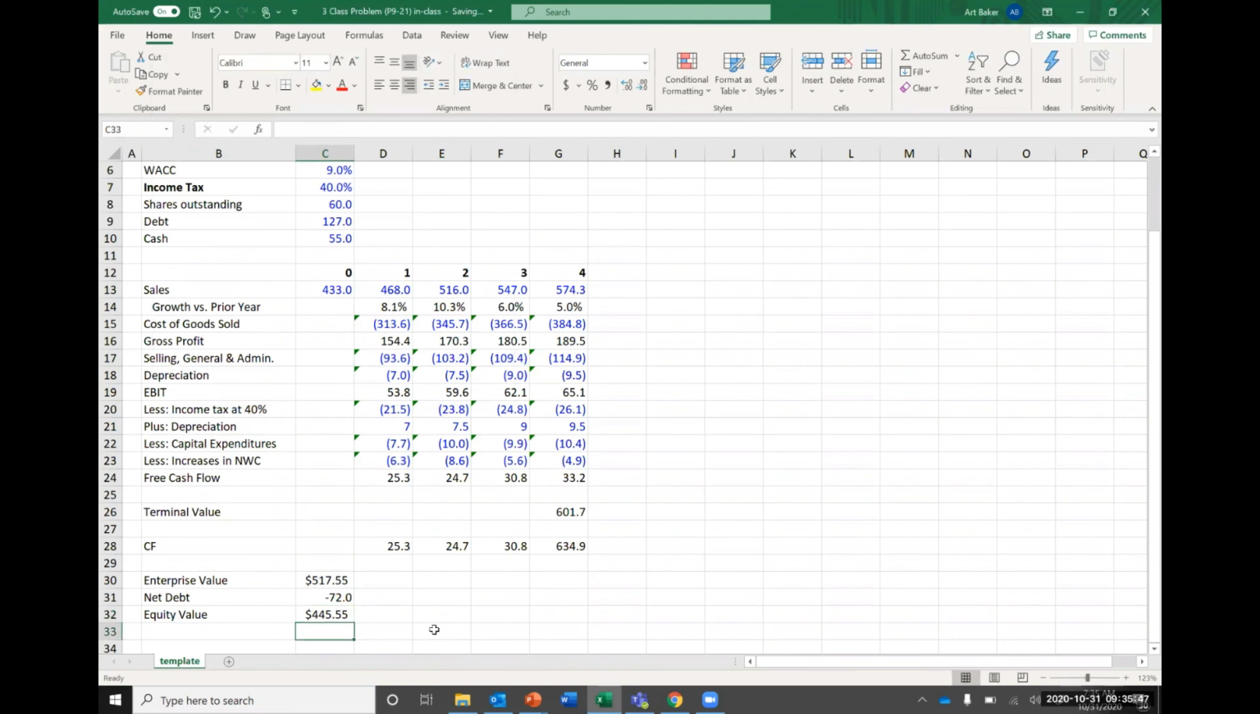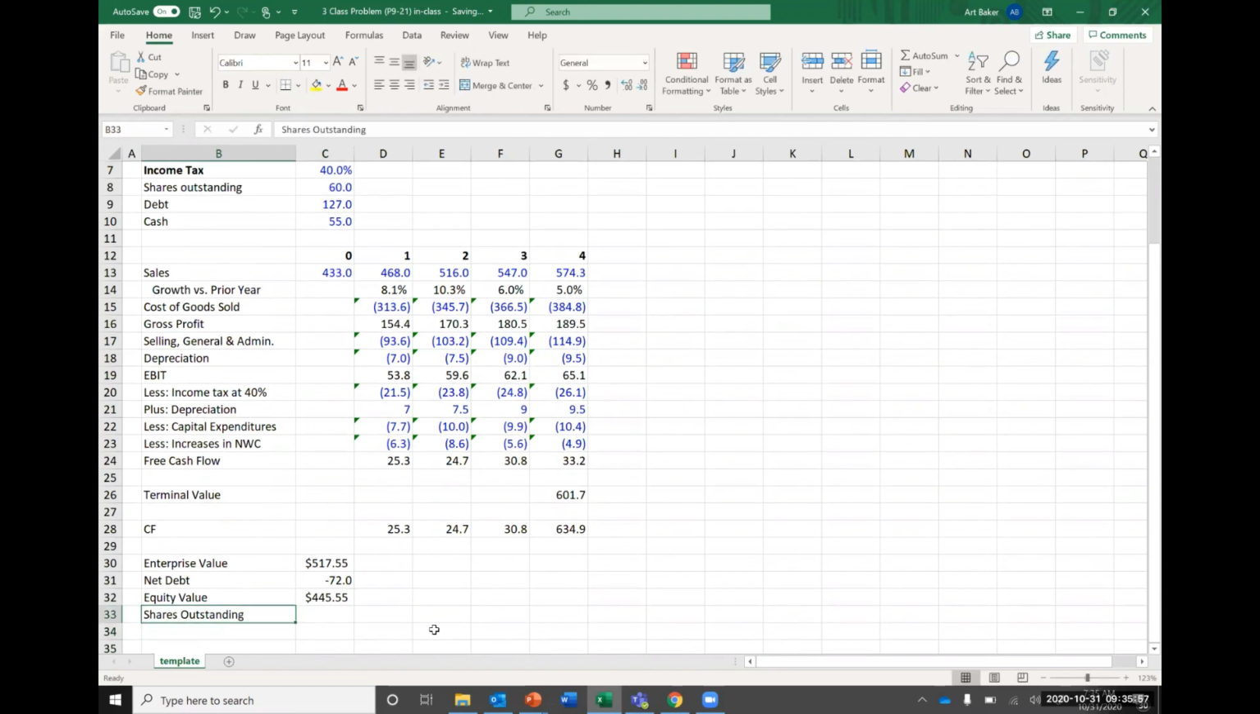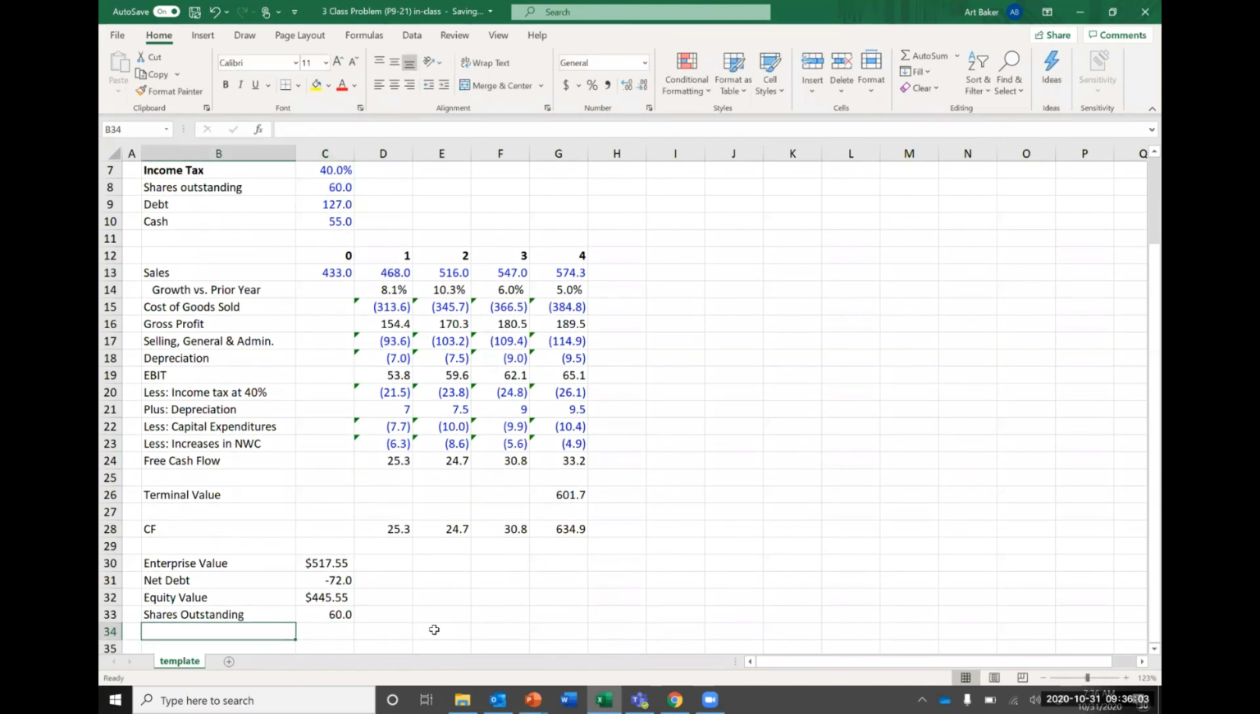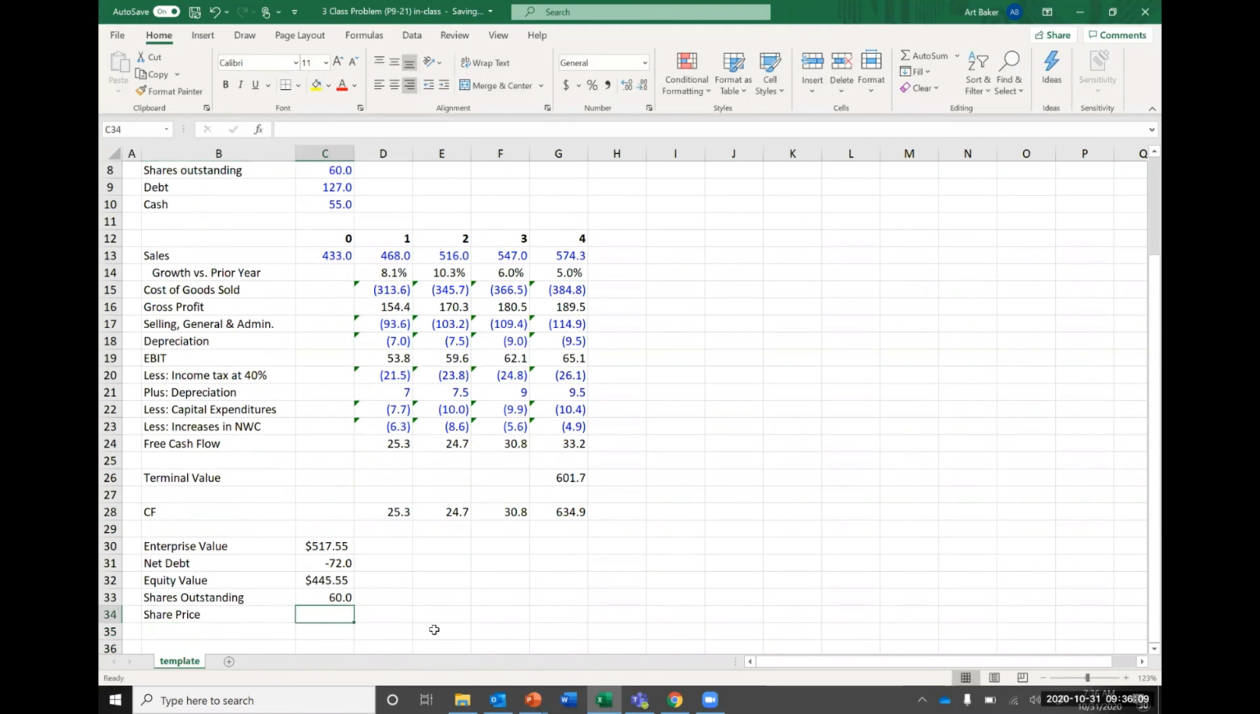Right? What's our number of shares? 60. Yep. Again, I'll link it, I don't want to hard code anything. I'll link it to the assumptions above, and then share price would be 445 divided by 60. So 743.